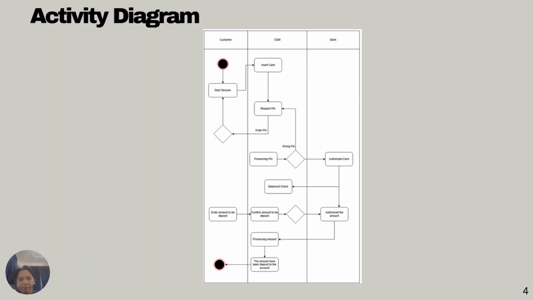This is the activity diagram. This activity diagram represents the user interaction with the CDM, from inserting the card and entering the PIN to depositing the cash and printing the receipt. It also details the system decision points, such as handling an incorrect PIN or an unauthorized card.